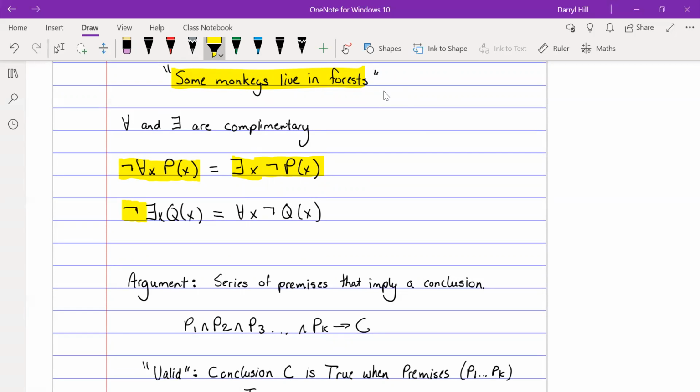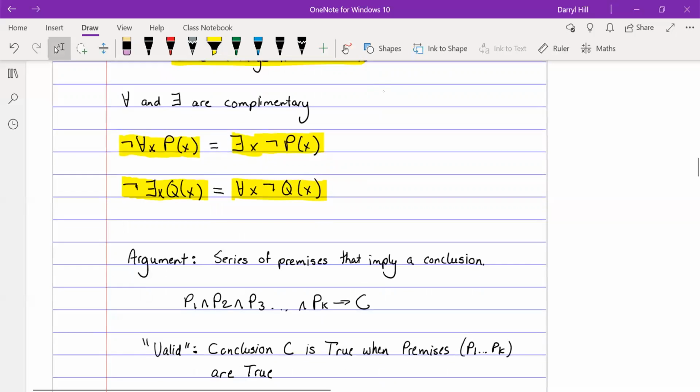On the other hand, if I say there does not exist an x such that q of x, that's the same as saying for all x, not q of x, right? So if I say there is no monkey that lives in the ocean, then I can say for all monkeys, none of them live in the ocean. So those two statements are equivalent.